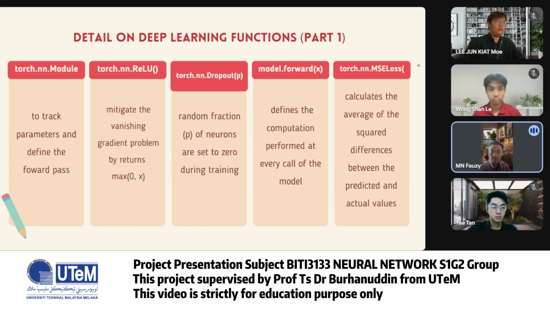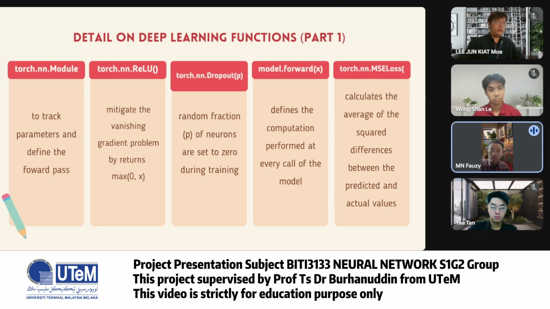Next, I will explain in a bit more detail each deep learning function that we are using. The first one is torch.nn.Module. This is the base class for all neural network models in PyTorch. And next, we are using torch.nn.ReLU. We use this to mitigate the vanishing gradient problem by returning the max of 0 and x.